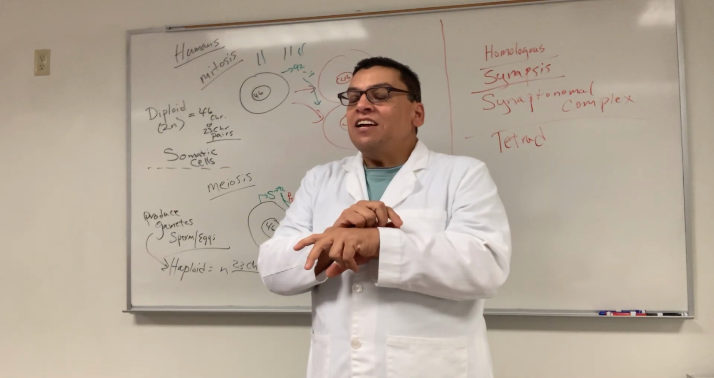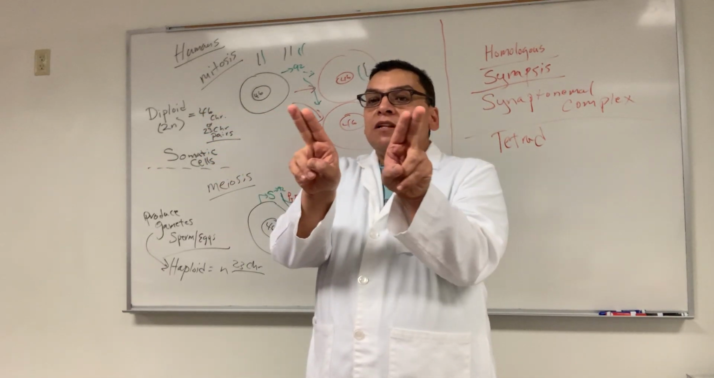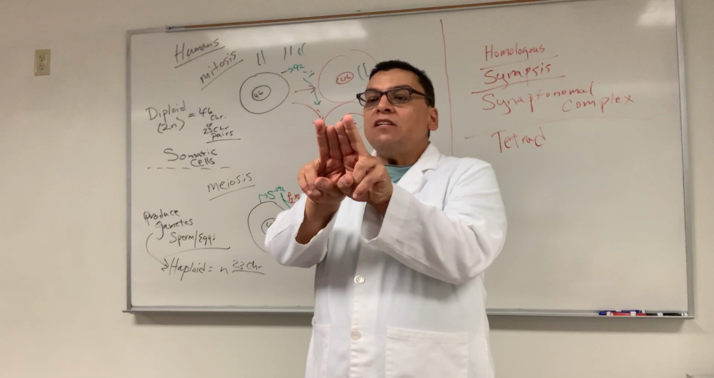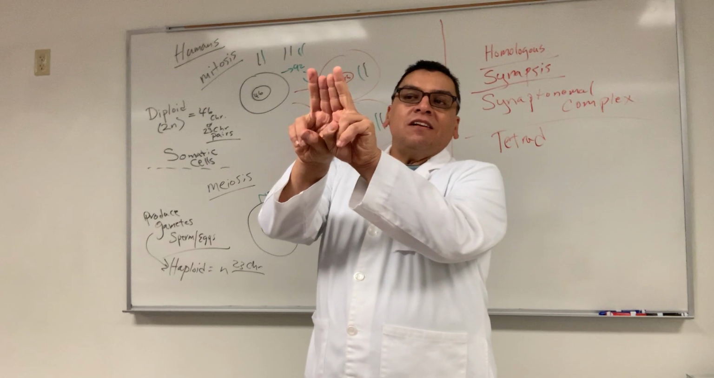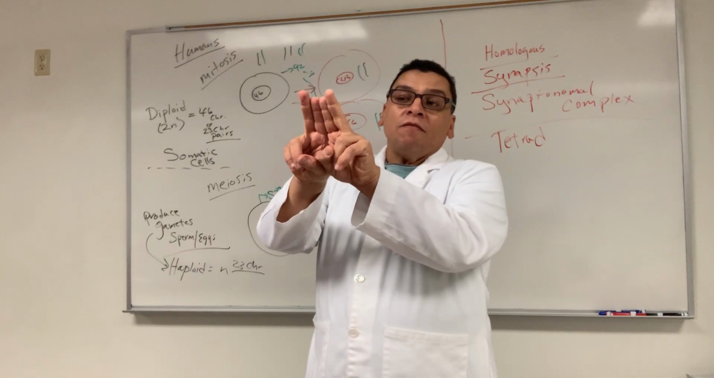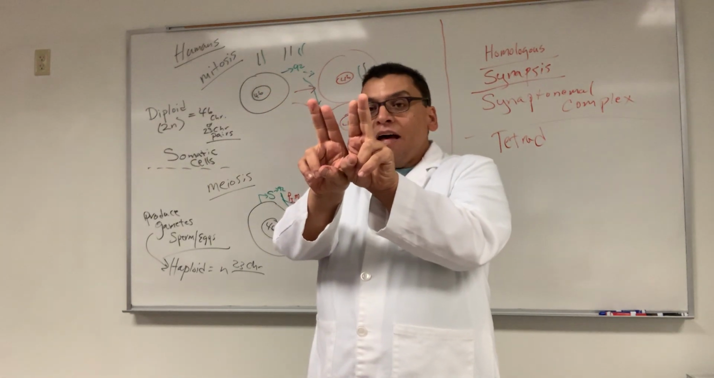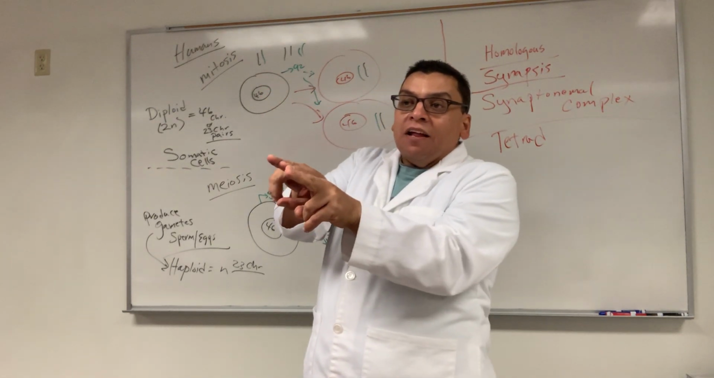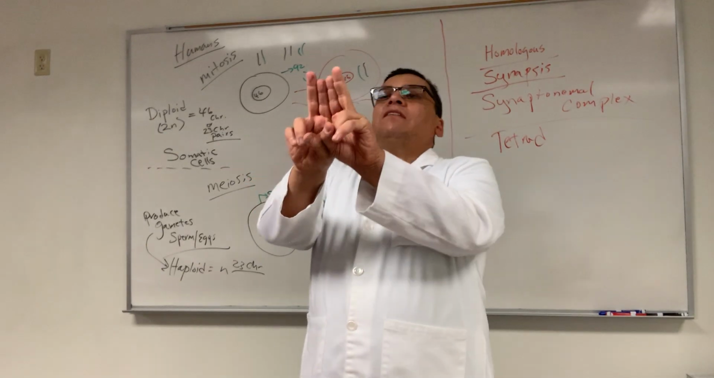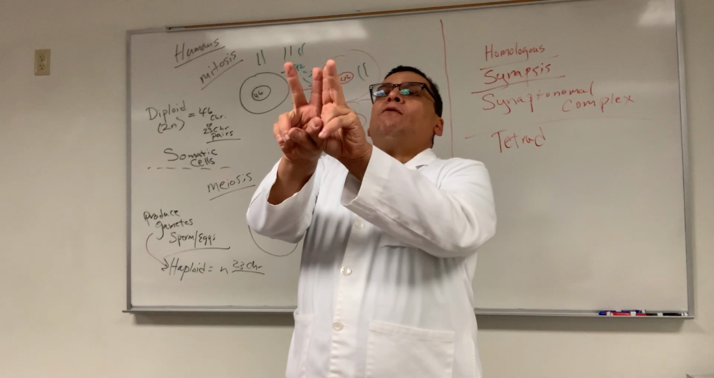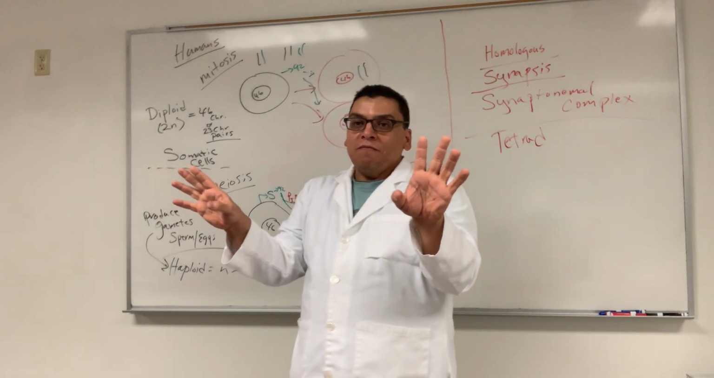So if you pay attention real close, look, it's the non-sisters that are attaching together. Look at it. There are two non-sisters on the inside and two non-sisters on the outside. Do you see that? That's important. What is this coming together? Synapses. What's the attachment point? Synaptonemal complex. And what is this structure now? The four. What is it? Tetrad. Are we okay so far?